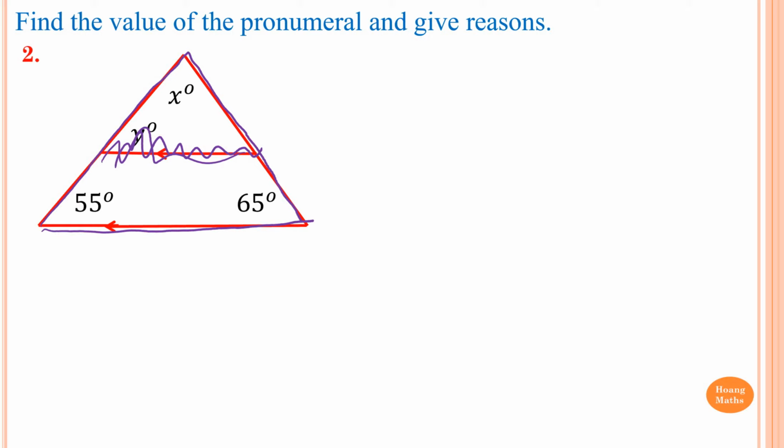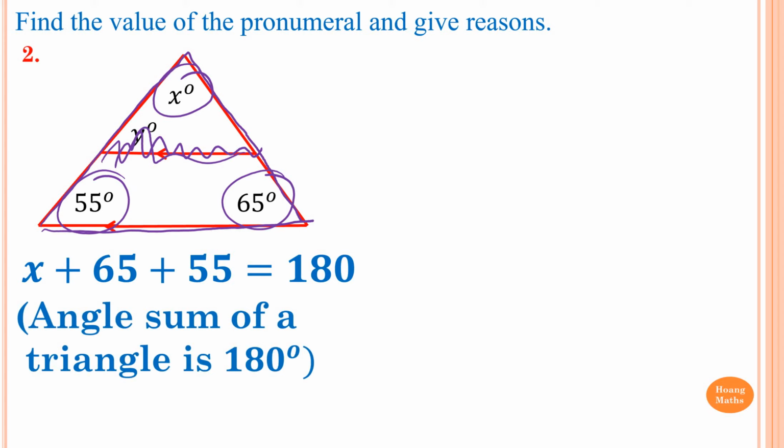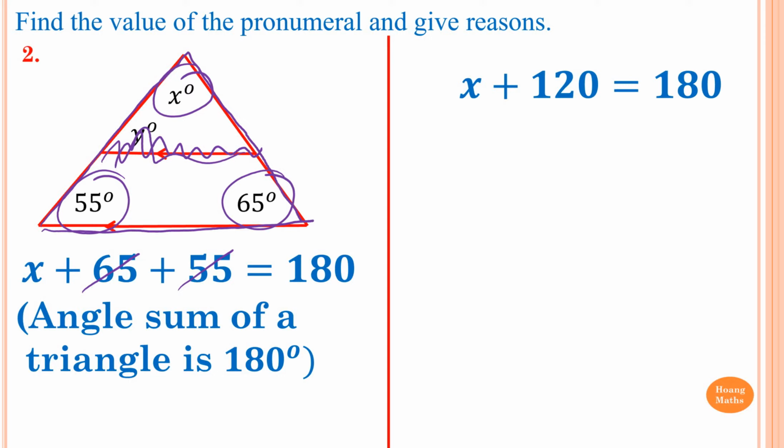So now we know that x plus 65 plus 55 is 180. And the reason is angle sum of a triangle is 180 degrees. And then we just collect like terms. So 65 plus 55. So 60 plus 50, 110. And add another 10 is 120. So x plus 120 is 180.